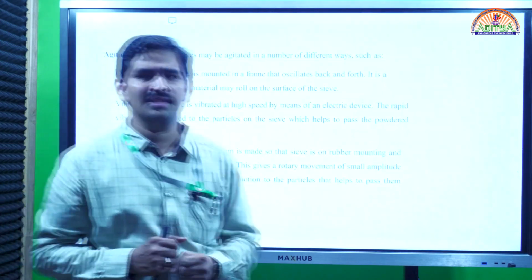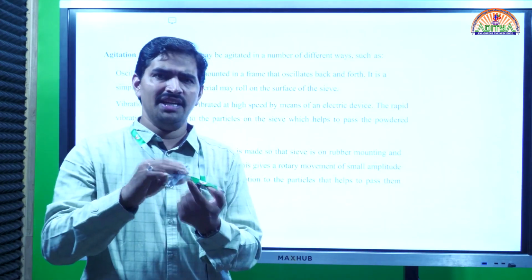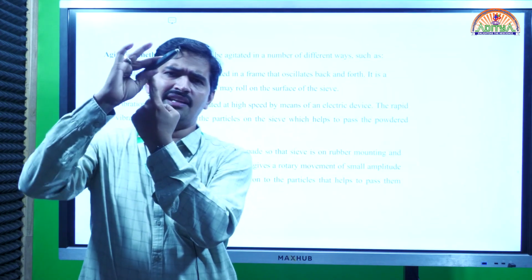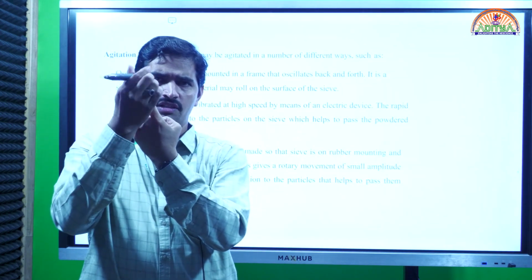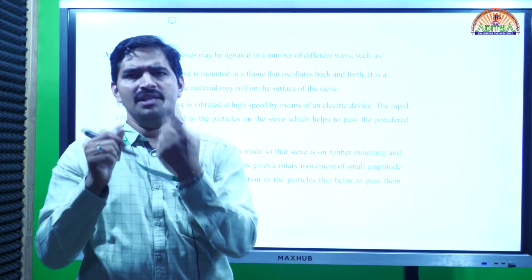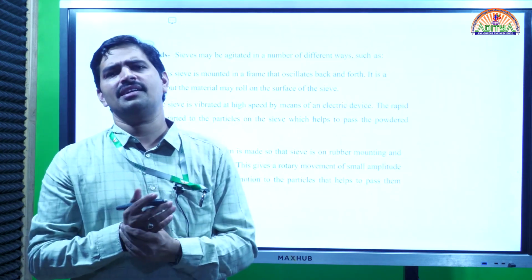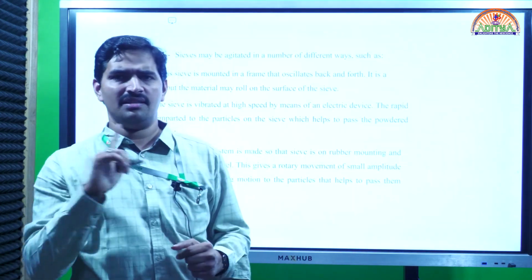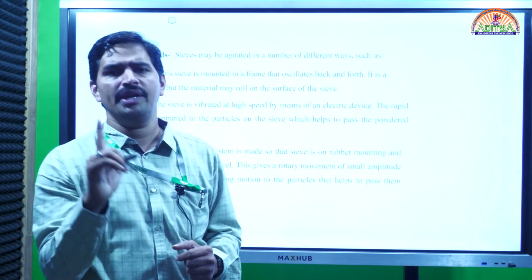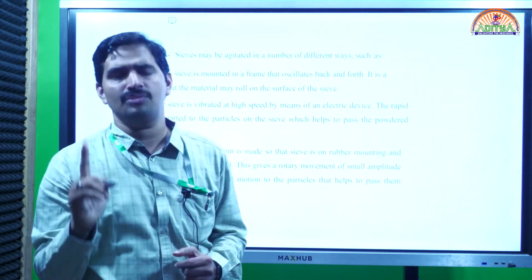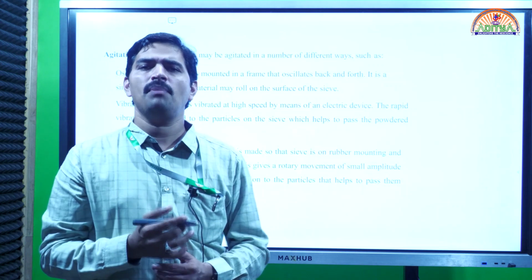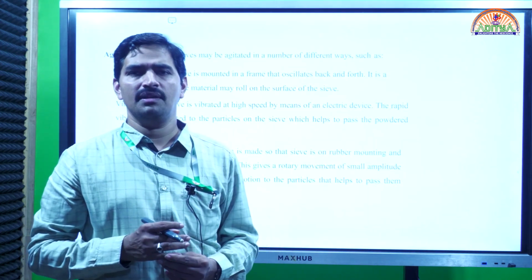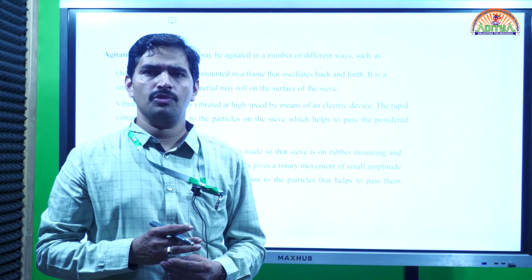Coming to gyration. Gyration means spinning of a sieve by means of an eccentric wheel. In this gyration, agitation occurs. That agitation leads to passing of the material which can pass through the apertures. In such a way, by these principles, the size separation happens.